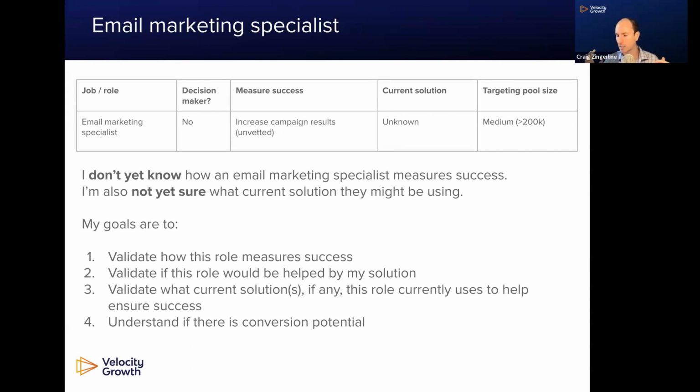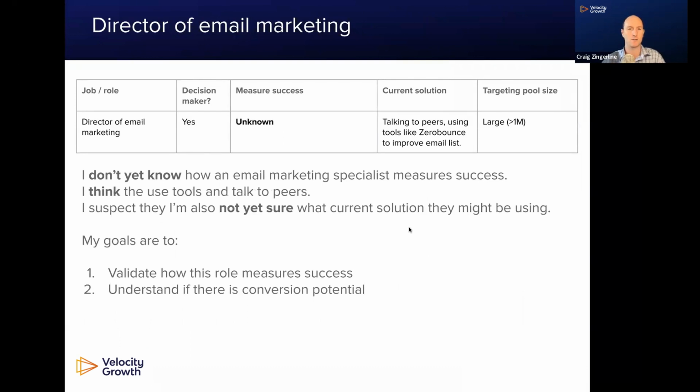So my explicit goals are to validate how this role measures success, to validate if this role would be helped by my solution, to validate what current solutions they currently use to measure success, and to finally understand if there's conversion potential. Can I convert this persona into a user or a buyer of my product? For the director of email marketing, I don't yet know how they measure success.